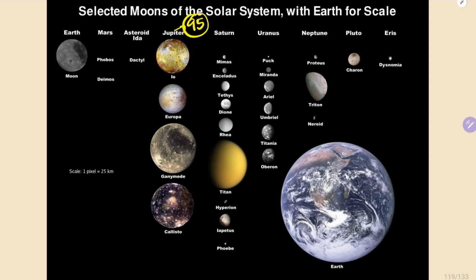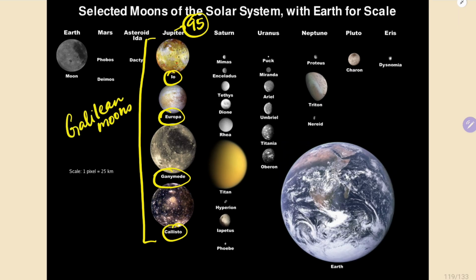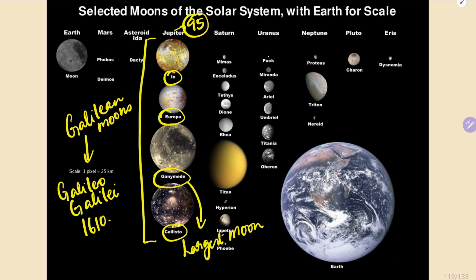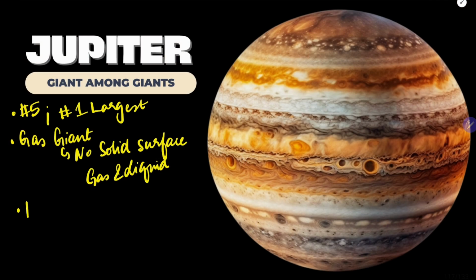Jupiter has 95 moons, including 4 large moons, Io, Europa, Ganymede, and Callisto. These 4 moons are called Galilean moons, named after Italian astronomer Galileo Galilei, who first observed them in 1610. Ganymede is the largest moon in the solar system. Jupiter is also the fastest rotating planet in the solar system and rotates around its axis in only 9.9 hours.